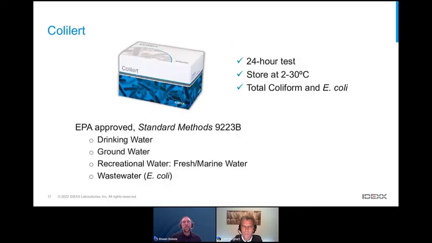So now, getting more into the test, there are, again, 3 different presence-absence quantification tests that I'm going to talk about right now, which are Colilert, Colilert-18, and Colisure. Starting off with Colilert, it's a 24-hour test for detection of total coliforms and E. coli. There are several approvals, both from the EPA, and it is also found in Standard Methods, section 9223B.